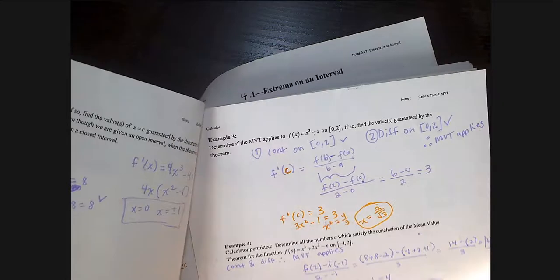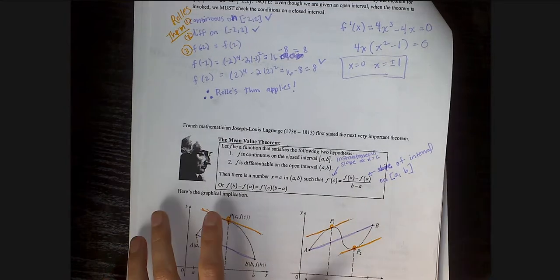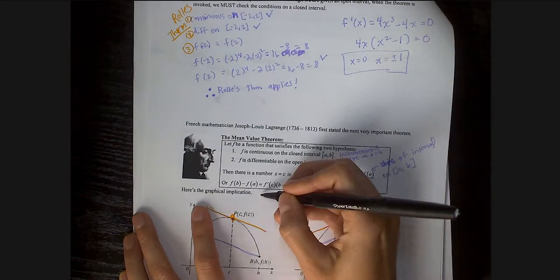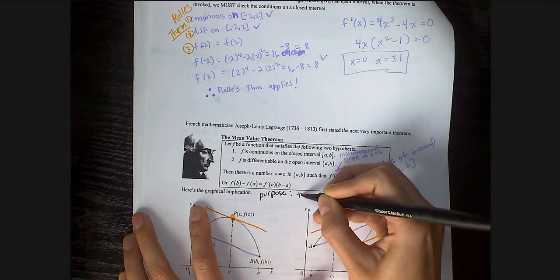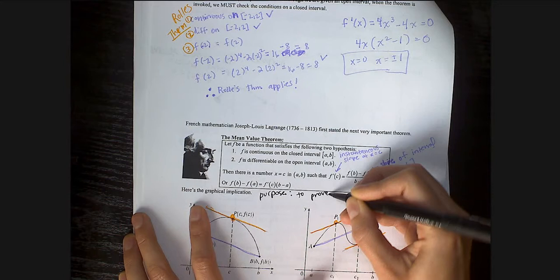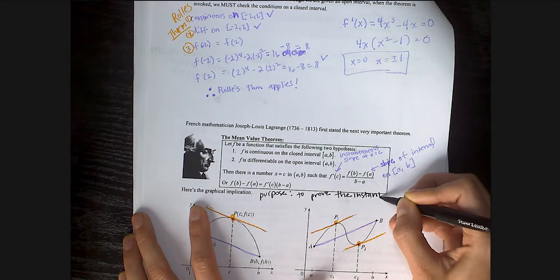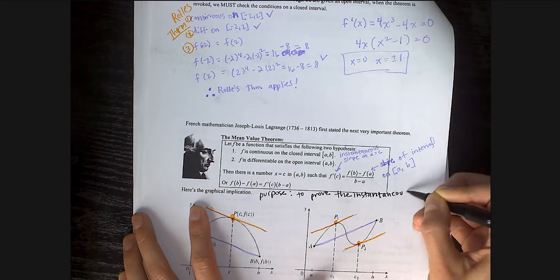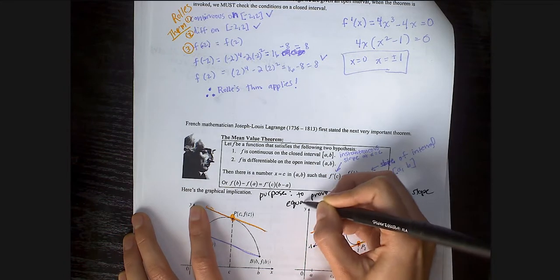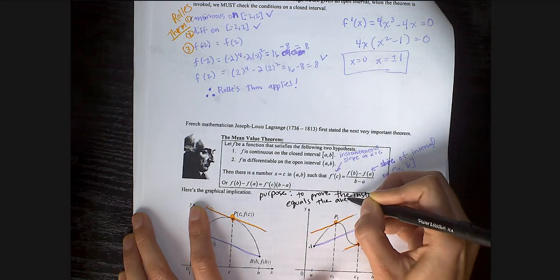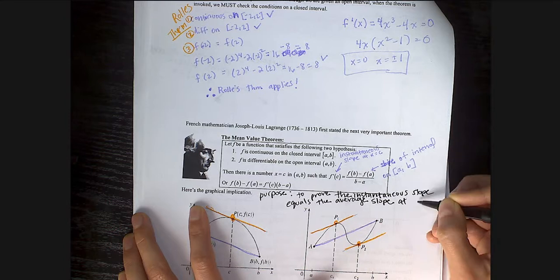What else we got? Mean value theorem. The whole purpose of this is to prove the instantaneous slope equals the average slope at some point c.